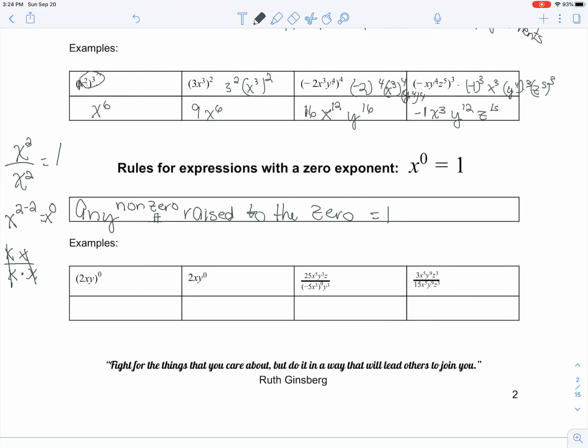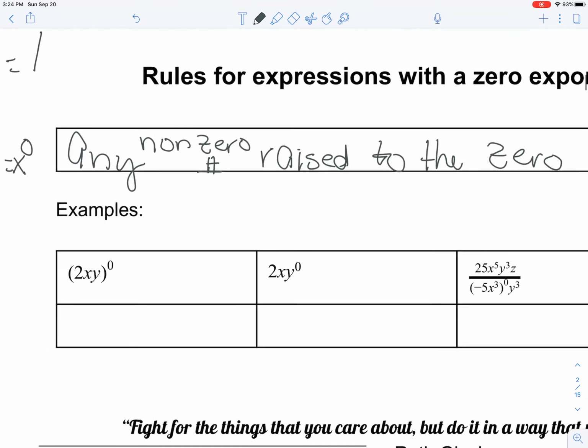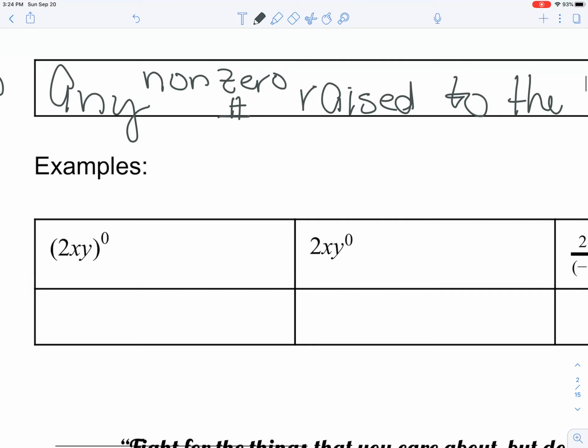Alrighty? So I want you to look at the difference between these two problems because I specifically did this. Notice this one is in parentheses. So because this is in parentheses, I'm raising the entire thing to 0, so this is 1. However, in this problem, y to the 0 is the only one, y is the only one that's being raised to the 0 power. So this is the only one that's equal to 1. The rest of that remains 2x. I hope that made sense.